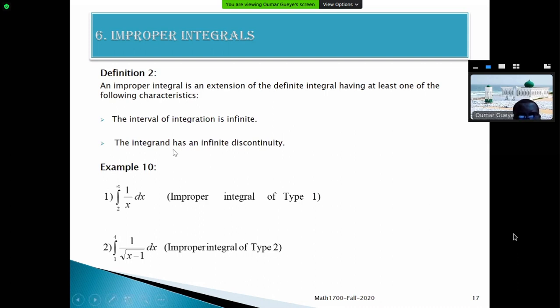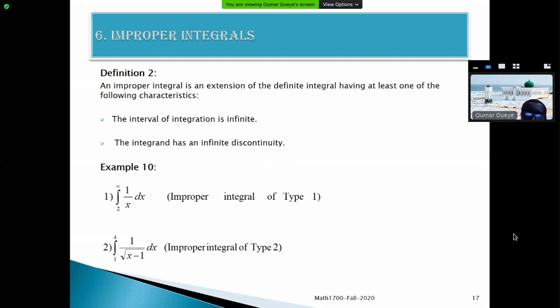And the discontinuity, as I mentioned before, could be at the endpoint, as in this example. It could be the other endpoint. For example, here it was x minus 4. In this case, the 4 is going to be the point of discontinuity. And it could also be a point between 1 and 4. It doesn't matter where the point is, as soon as your point is somewhere in the domain, in the range of the integral, you have an improper integral of type 2. So later we'll see how to calculate each of these kinds of integral.